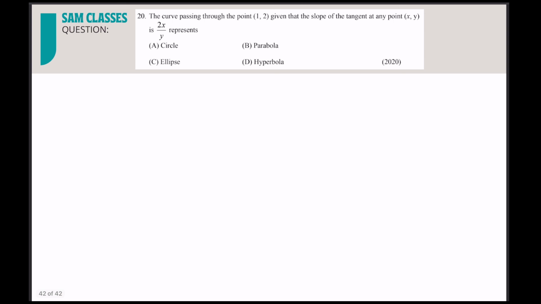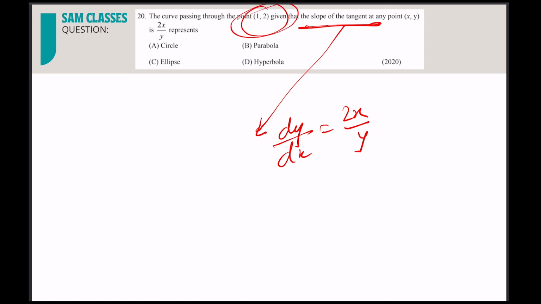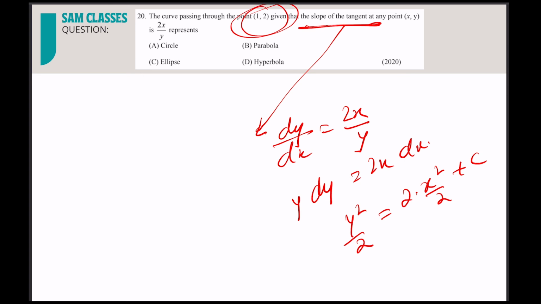Now let's see the next question. The curve passing through the point 1 comma 2, and the slope of the tangent at point x comma y is this. So they have given me two things. First, the slope of the tangent means dy by dx, and that is equal to 2x by y, correct? And it is passing through the point 1 comma 2. So first integrate it. y dy is equal to 2x dx. The moment we integrate, y square by 2 is equal to 2 into x square by 2 plus c, correct? So y square by 2 minus x square is equal to c.